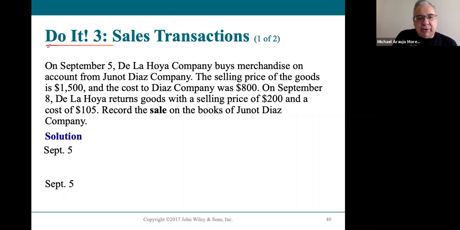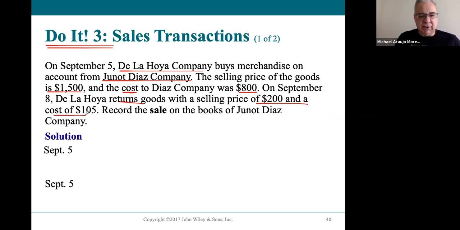So this is how the selling company looks at things. Back to our example between De La Hoya and Juno Diaz. De La Hoya was the buyer, Juno Diaz is the seller. So we're going to be doing the books of Juno Diaz in this. So on the 5th of September, De La Hoya buys merchandise on account from Juno Diaz. The selling price is $1,500. The cost was $800. 3 days later, on September the 8th, De La Hoya returned the goods worth $200. It had a cost of $50.